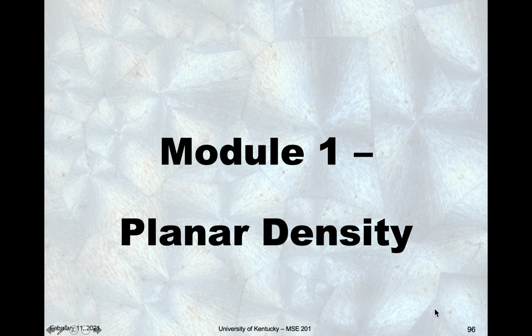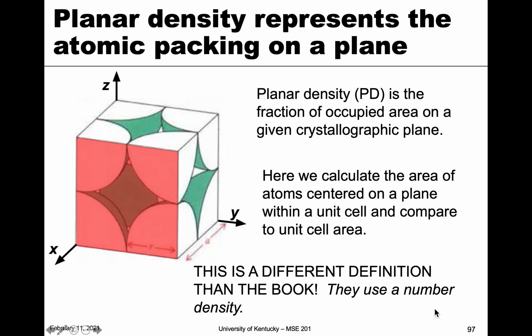All right, so we just got done in the last modules talking about density along a given direction. Now let's look at density in a plane, therefore planar density. So just like with linear density, the planar density represents the atomic packing on a given plane defined by us. We call that planar density, or sometimes shortened PD, and this is the fraction of the occupied area on a given crystallographic plane.